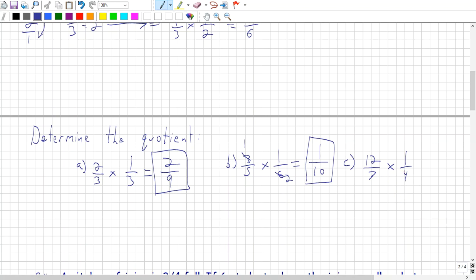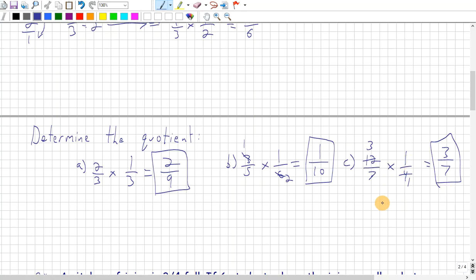Can I reduce anything here? I can. 12 and 4. So 12 and 4 both divide by 4. 4 divided by 4 is 1. 12 divided by 4 is 3. Nothing else can reduce. So 3 times 1 is 3 over 7 times 1, which is 7. Can't reduce that anymore. That is my final answer.